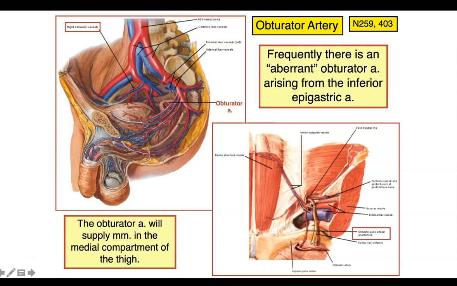Inferior epigastric artery sometimes may give rise to the obturator artery, and in that case we call that aberrant obturator artery. Aberrant obturator artery is in 20% of the cadavers, you will see that there is an aberrant obturator artery. So obturator artery may arise as a branch of the internal iliac artery, or it can be a branch from the inferior epigastric artery.